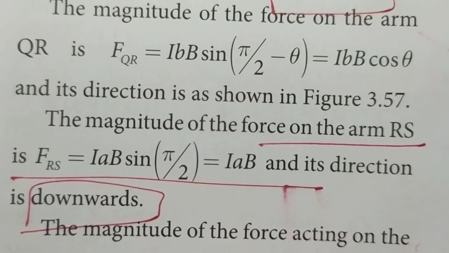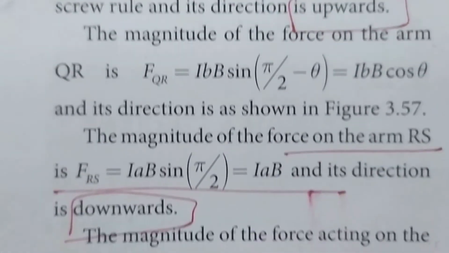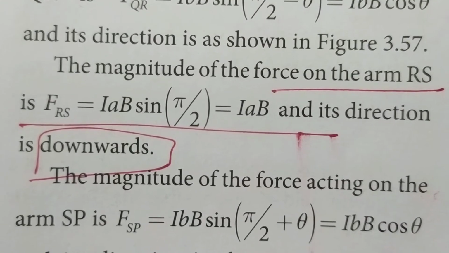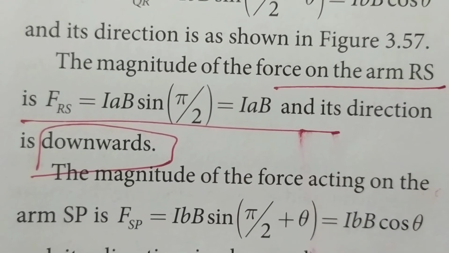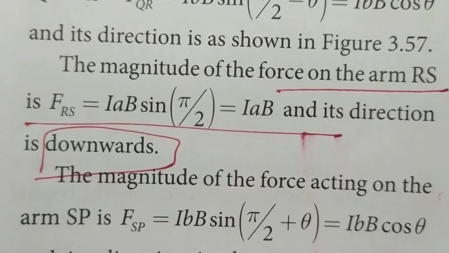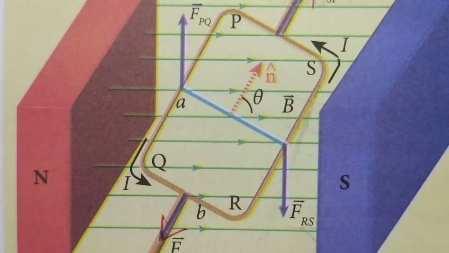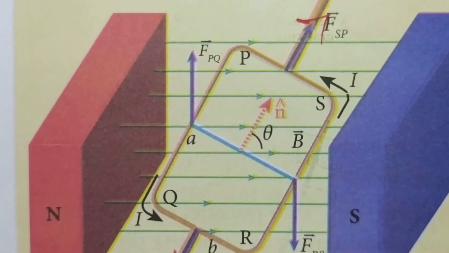And third case, you are considering the arm RS, and for RS you have FRS is equal to IAB sin pi by 2 as in the arm PQ, and so here sin pi by 2 will become 1, so IAB, and this direction is downwards, and so when the arm PQ moves upwards, the arm RS will move downwards. This is shown in the diagram.